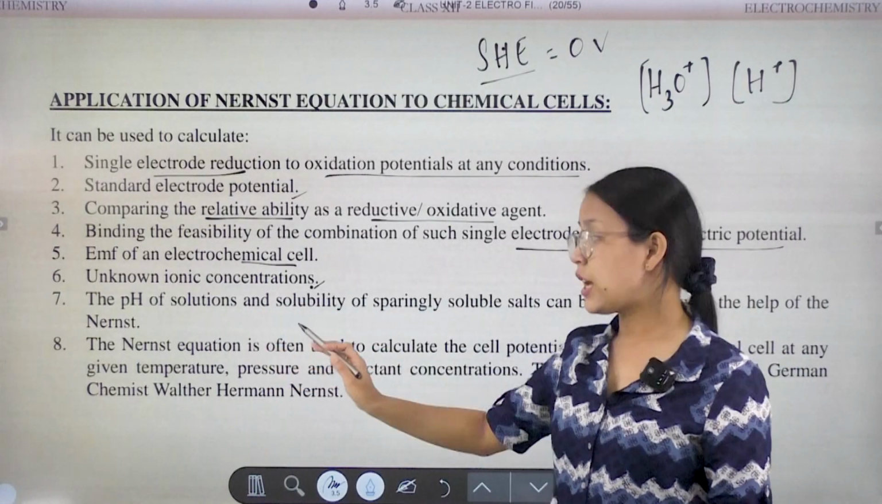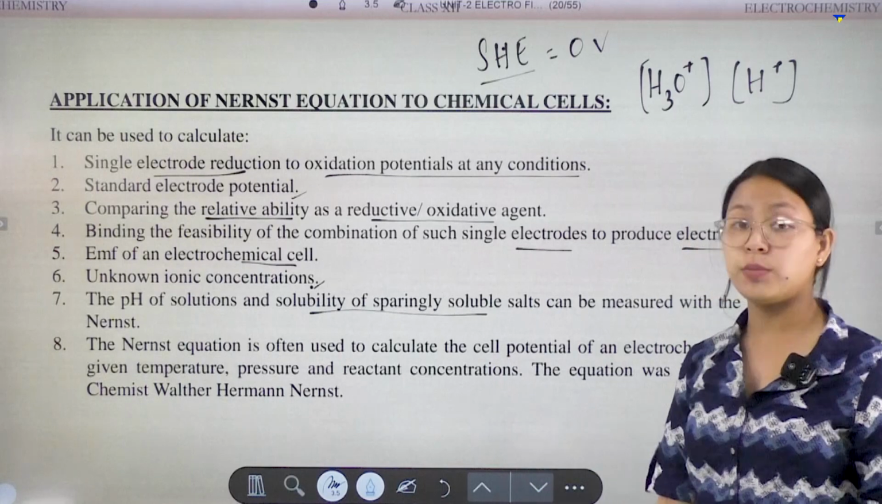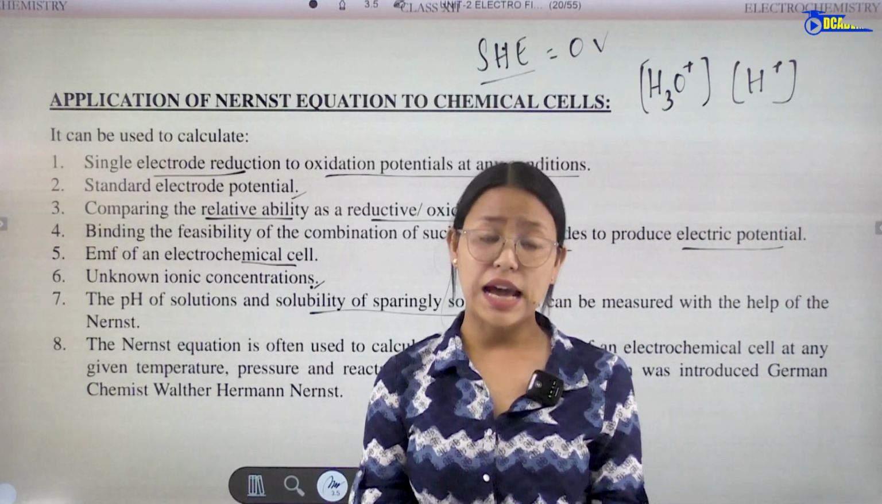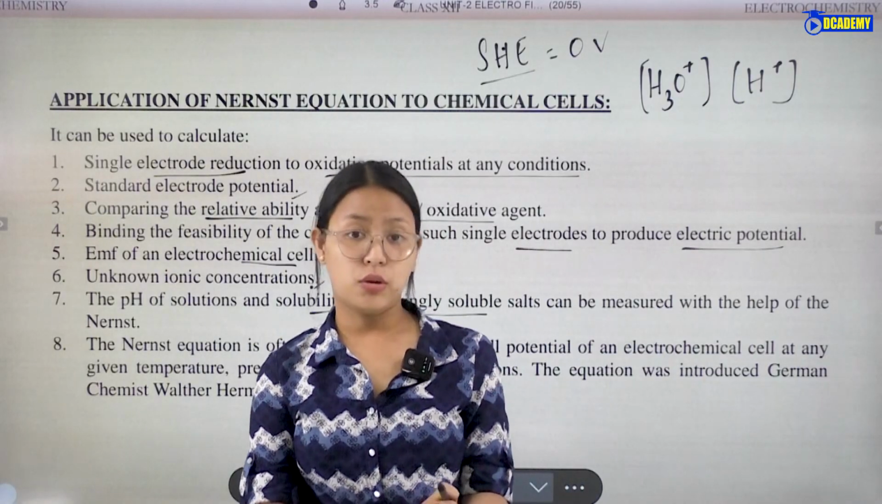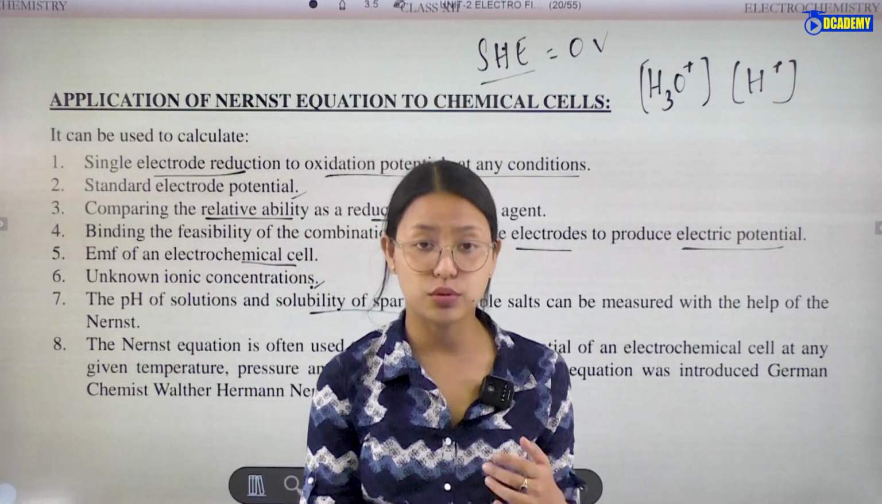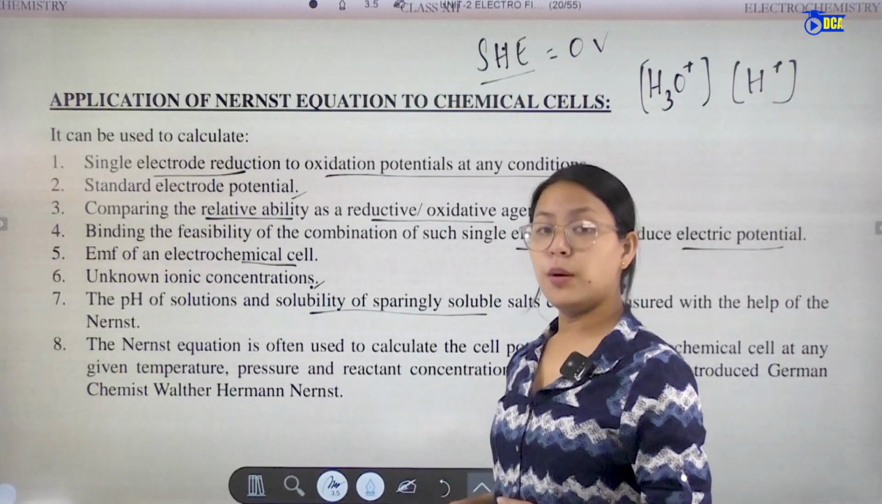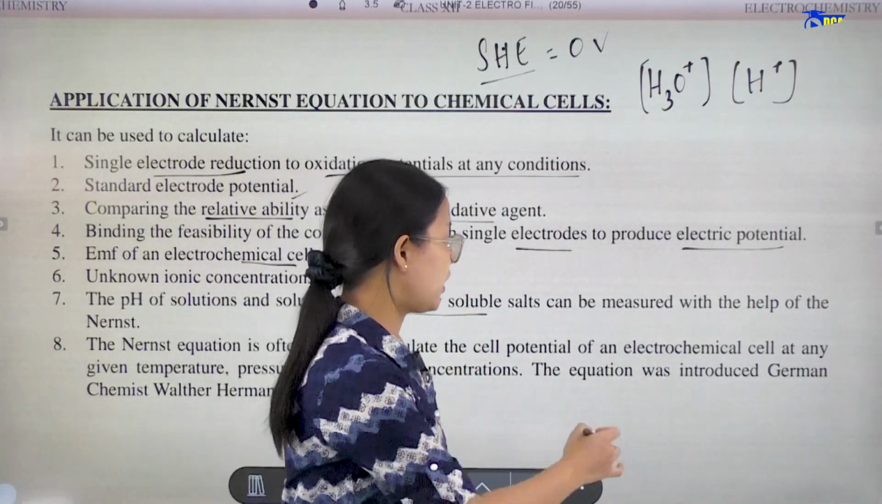So the pH of the solution and the solubility of sparingly soluble salts. What do you mean by sparingly soluble salts? Sparingly soluble means lightly soluble salts, and their solubility can be found by the Nernst equation.